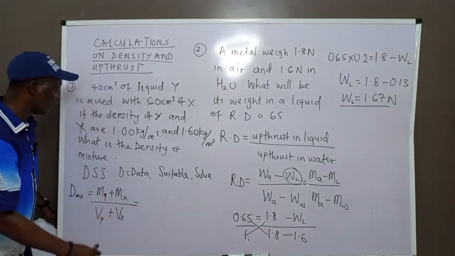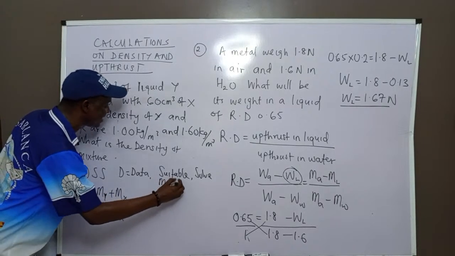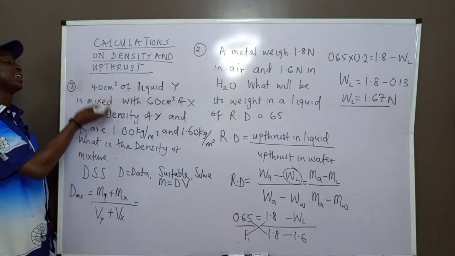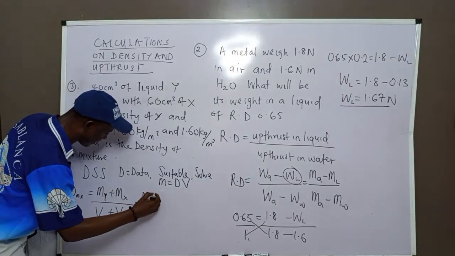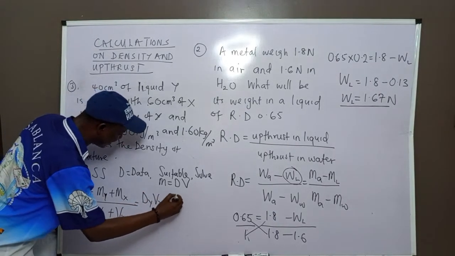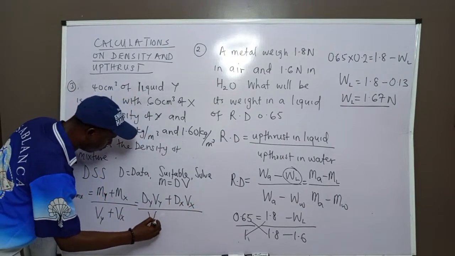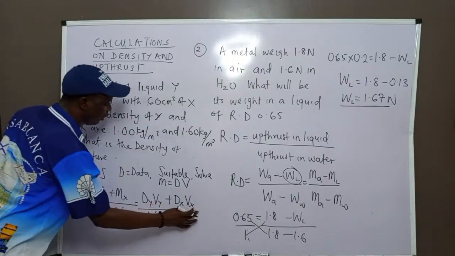So what do we have now? Don't forget that mass is equal to density times volume. If you check this question, mass is not given to us, it's dealing with liquid. So we're going to have density of Y times volume of Y plus density of X times volume of X, all over volume of Y plus volume of X.